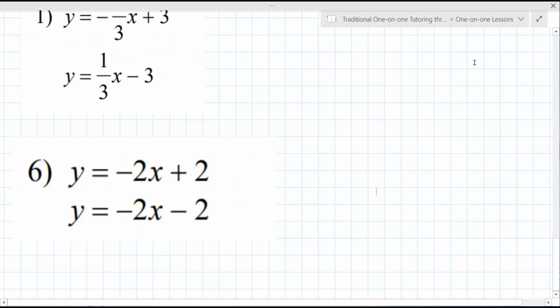Just enter those two equations and let me know what you see. Where do they intersect? Oh shoot, wait.